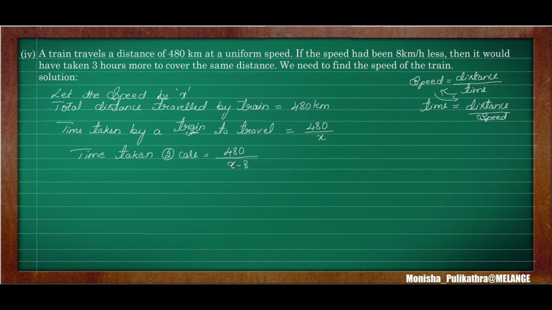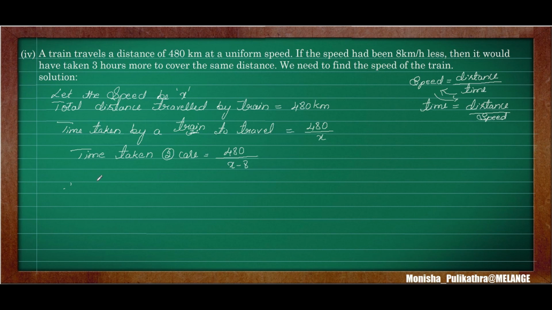From the initial speed, the speed will reduce by 8 km per hour. Say if the starting speed was 20, and it is reduced by 8 km per hour, it will be 12 km per hour, right? So the initial speed was x, and if it reduces by 8, then the time taken for the train to reach the destination will be 3 hours more. If the speed reduces, the time taken will be higher, right? So it will take 3 hours more to reach the usual destination.